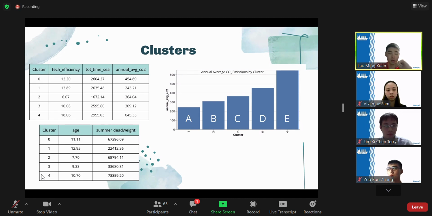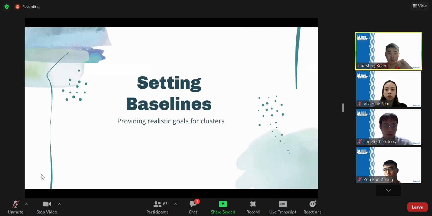Cluster 1 has the lowest average CO2 emission, so it is named A, while Cluster 4 has the highest carbon emission, so it is named E. The IMO has plans to reduce emissions by at least 40% before the year 2030, and then by 70% before 2050. We plan to follow this goal and to reduce the emissions from each cluster by this same percentage.